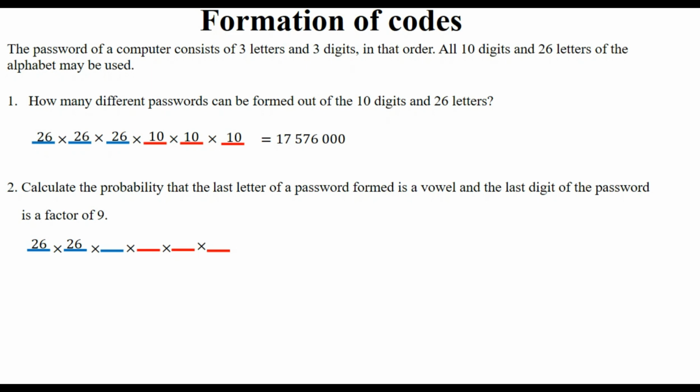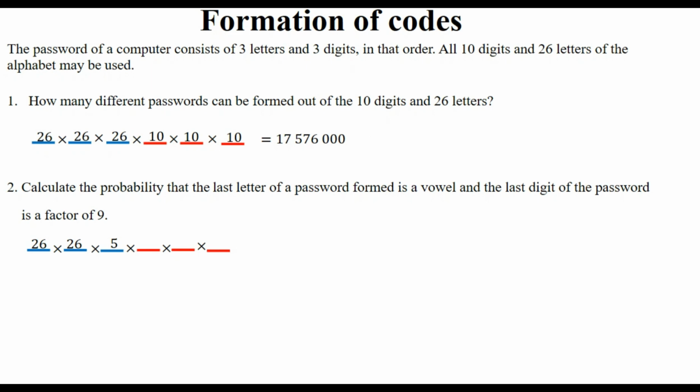But now it says that calculate the probability that the last letter of a password formed is a vowel. So we only consider the last position in the vowels of the letters. So what is happening there? Not any letter will occupy that position. It will only be occupied by a vowel. How many vowels do we have in the letters of the alphabet? They are all 5 vowels. Then therefore, meaning that that position can only be occupied by vowels, and we have 5 vowels. That's why we are having 5. Right, we are done with the letters.